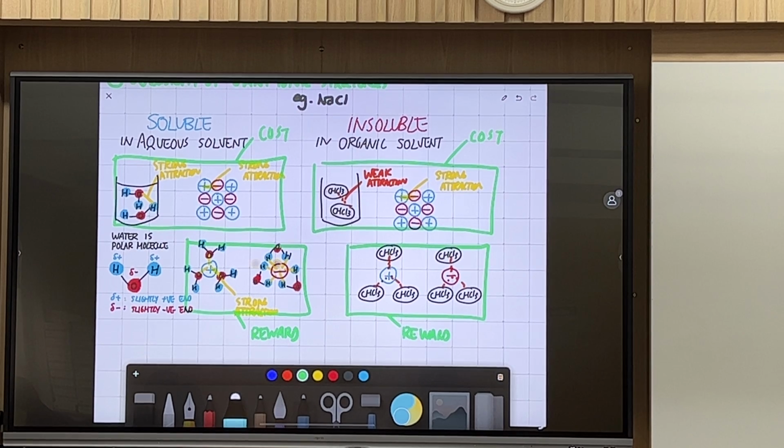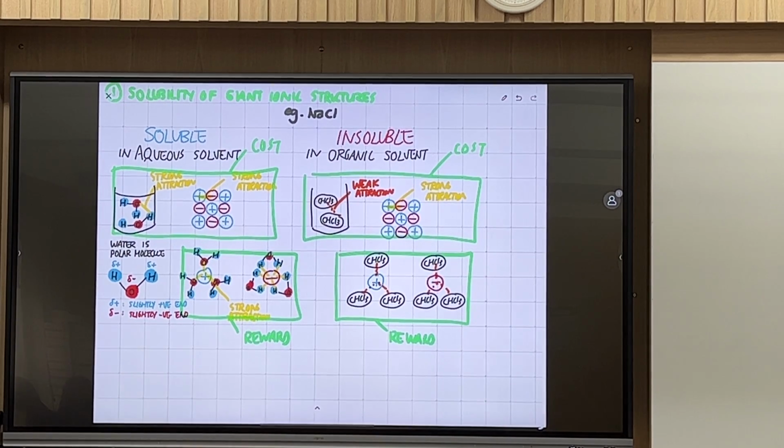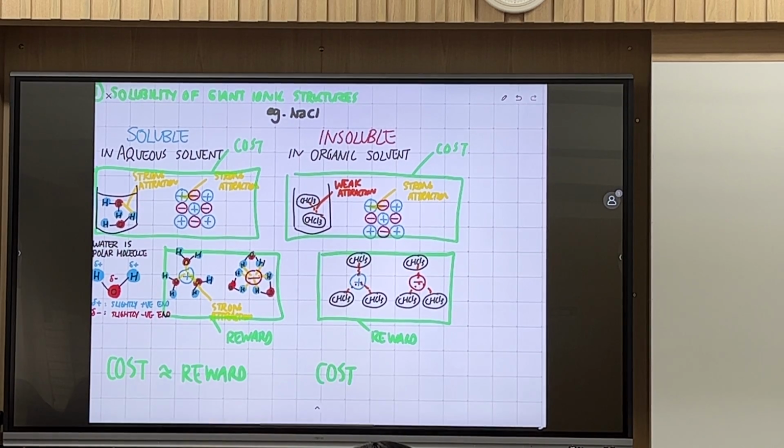If the reward is just as strong as the cost, you see here, the cost is that you need to break strong attraction. The reward is that you form back some strong attraction. So you have nothing to lose here. You will want to make this investment. Well, at least you don't want to lose money when you make the investment. So therefore we say this is soluble. So the cost and the reward are similar. So the reward can compensate for the cost. But on the right, the cost is that you need to break these strong attraction, but you only form back weak attraction in return.